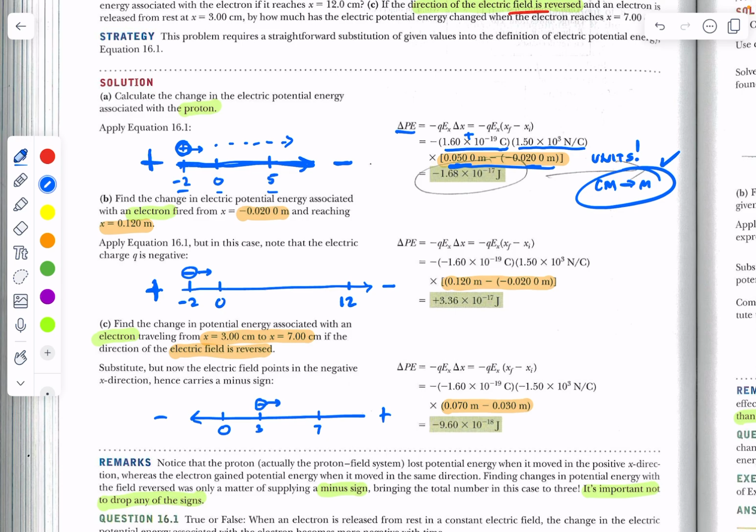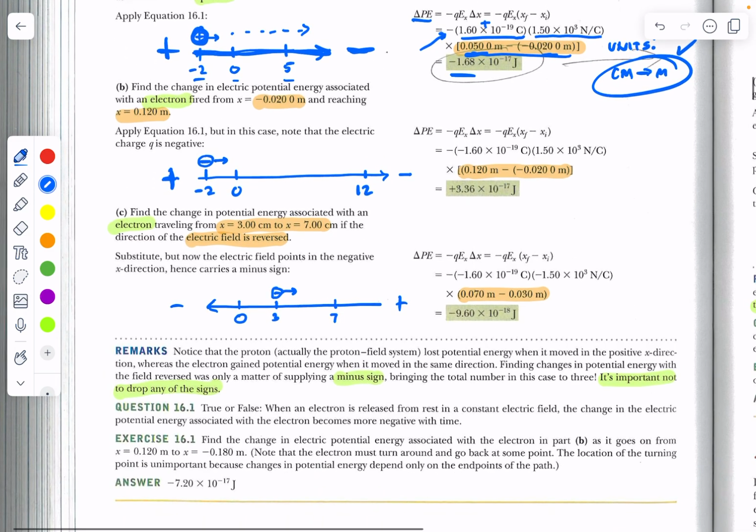Now the negative sign here is because my potential energy is diminishing as my positive particle gets closer and closer to the other end, to the negative end of the field. I have less and less potential energy. My electrical field is doing work on my charge.